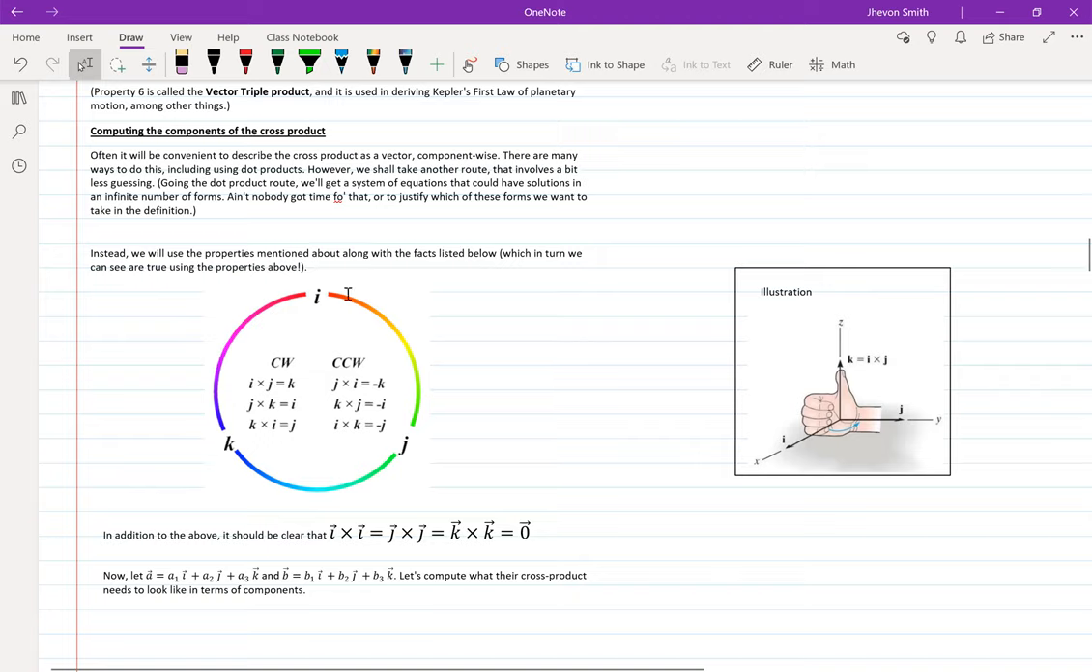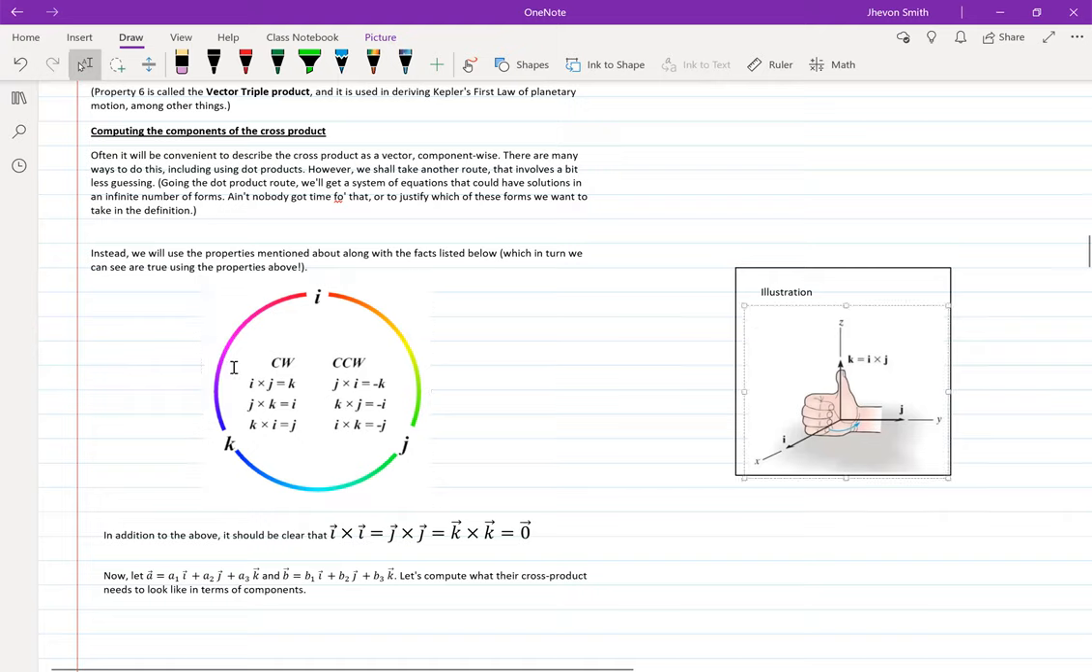you'll realize here that that's actually going around this circle clockwise. I cross J is going to be K. K cross I is J, J cross K is I, and so on and so forth. Now, if you go counterclockwise, go around the circle in this way, you will actually have some negative relationships. So for example, I cross K is actually negative J. J cross I is negative K. I cross K is negative J, and so on and so forth. So this is just a mnemonic to remember the right-hand rule on the axes.